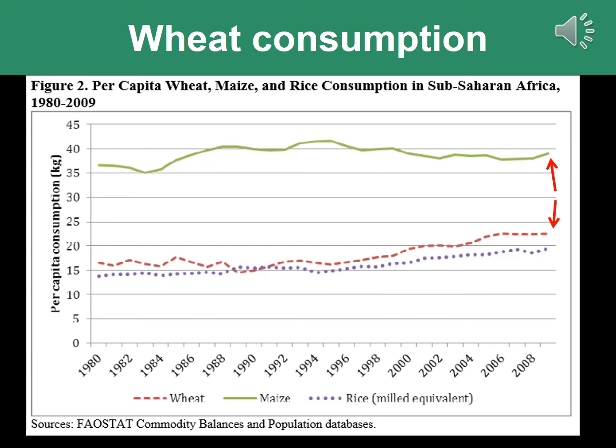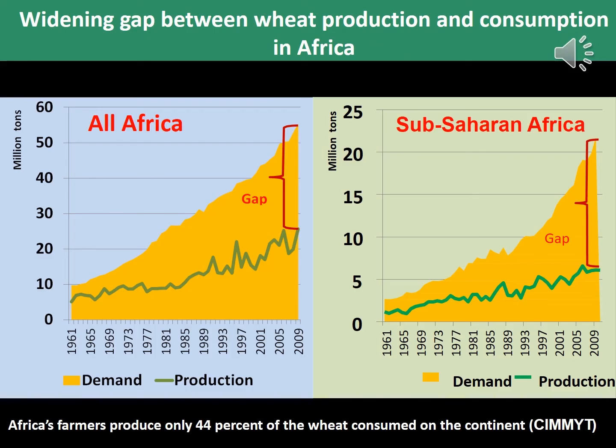And you can see the maize consumption, while it's not significantly decreased, has stayed pretty constant, but the wheat consumption has risen quite steadily. And this means that the demand for wheat must surely be on the rise. And here we see those demand curves.